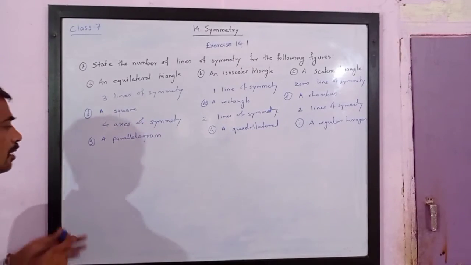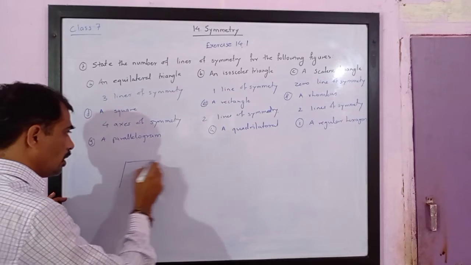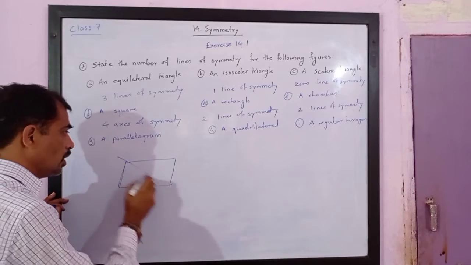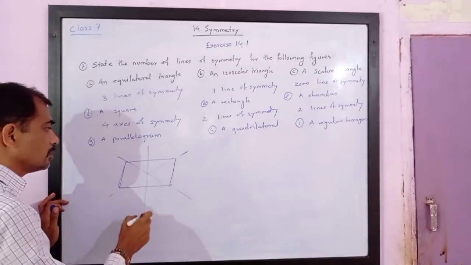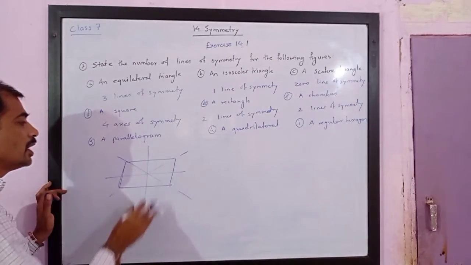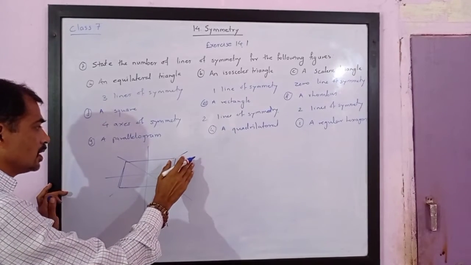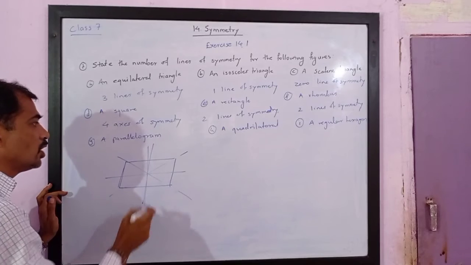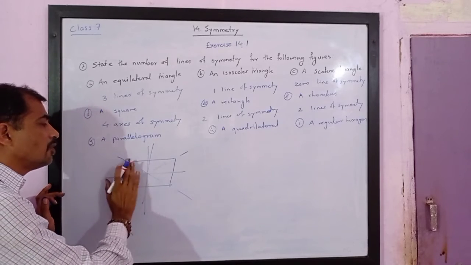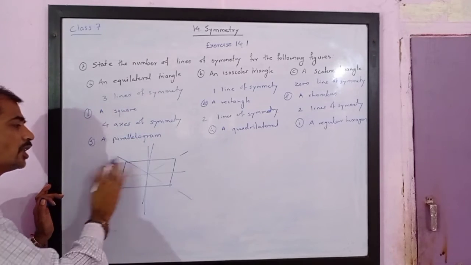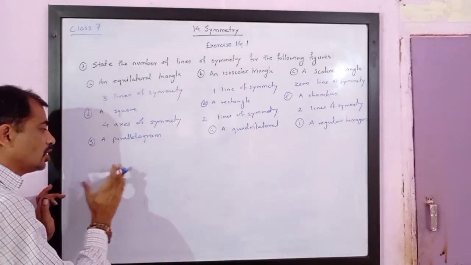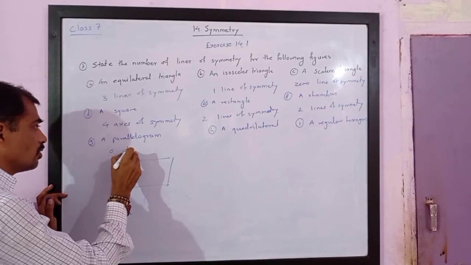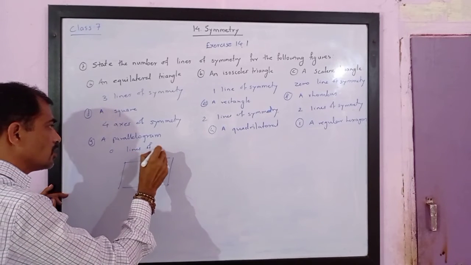Next figure is a parallelogram. Parallelogram has opposite sides parallel. Please note, you cannot make two equal parts. We will not get two equal parts if we try to draw the axis. So it has zero lines of symmetry.